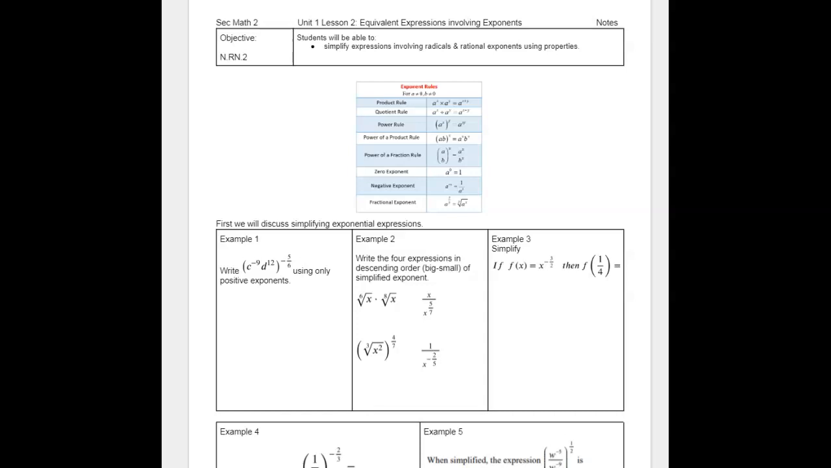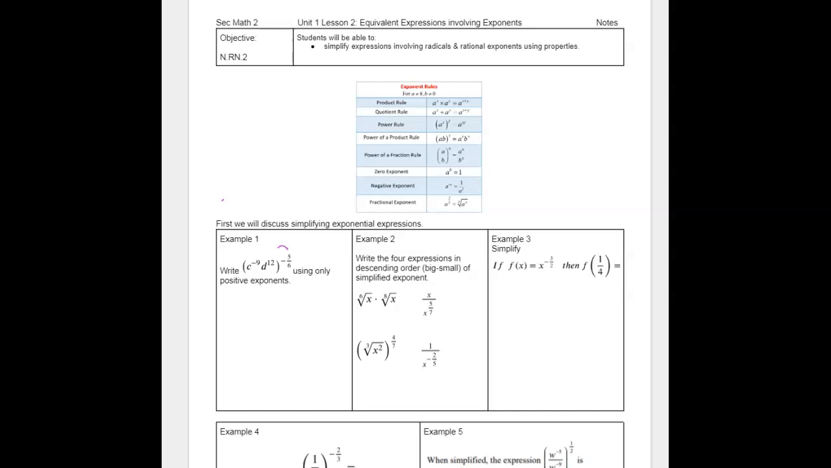Okay, we're going to continue with our exponent rules and just get a little harder examples. So I put a refresher of the rules at the top, and we are still going to simplify expressions involving radicals and rational exponents using the properties. So on example 1, we have c to the -9, d to the 12, to the -5/6. Now, for a lot of these problems, you can do a couple of different strategies first. So I just pick one and then I go with it.